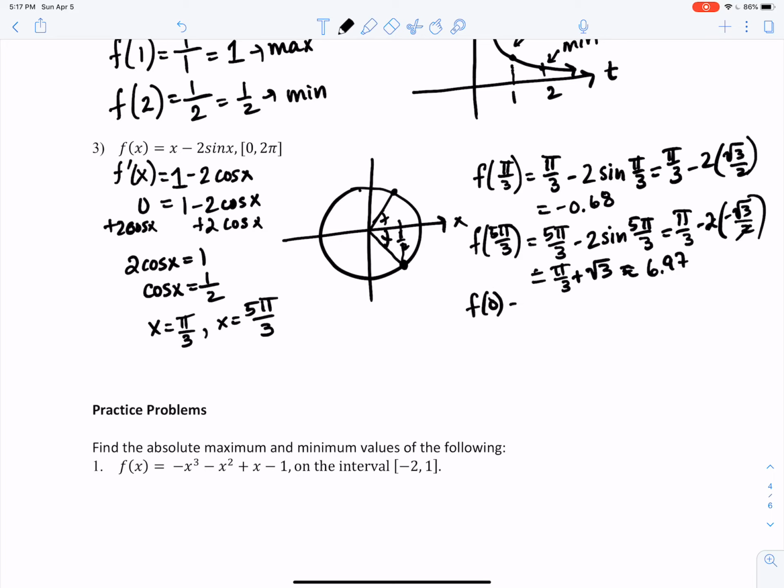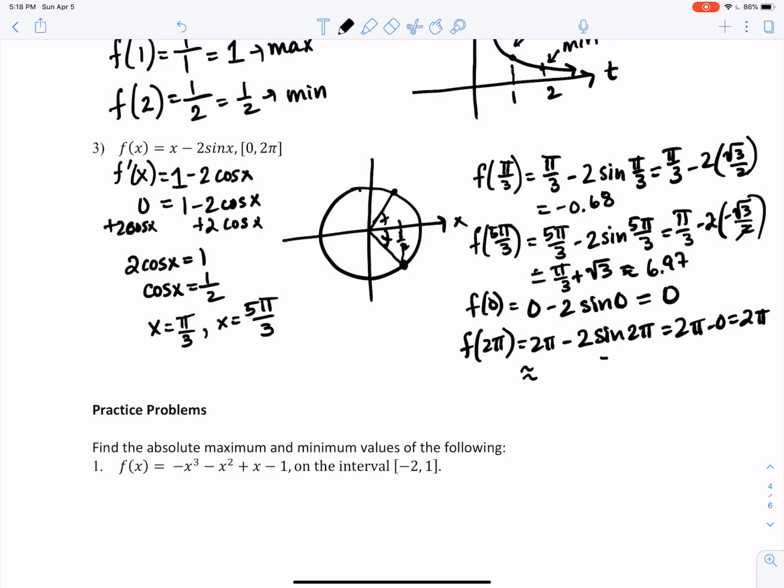So f of 0 equals 0 minus 2 times the sine of 0. The sine of 0 is 0, so this is just 0. And then f of 2 pi, which is 2 pi minus 2 times the sine of 2 pi. The sine of 2 pi is 0, so this is just 2 pi, and this is approximately 6.28.